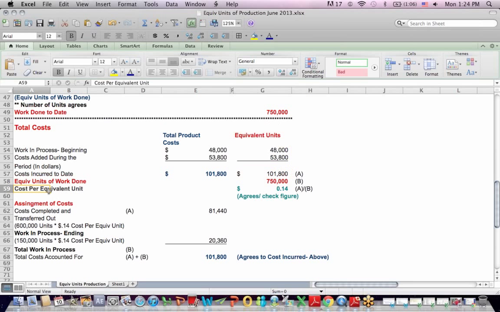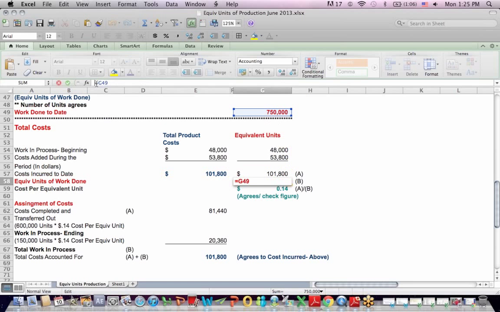cost per equivalent unit. So I have that sum of the cost, 101,800, and then I take the equivalent units that I found out at the top part of the table in blue there, and I divide the sum of the costs, 101,800, by the equivalent units, and I get cost per equivalent unit in light green, which is 0.14%.